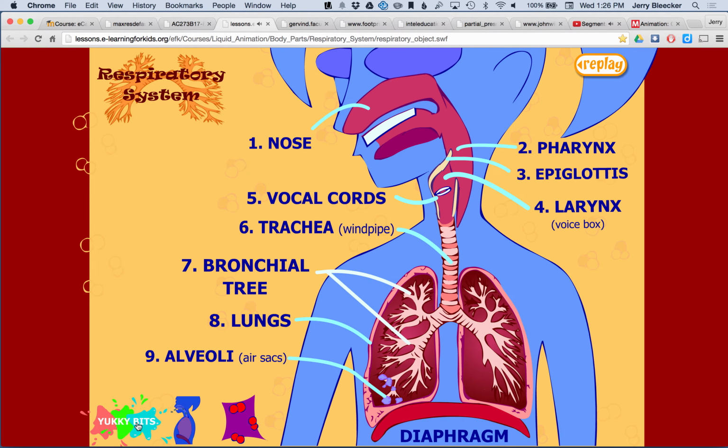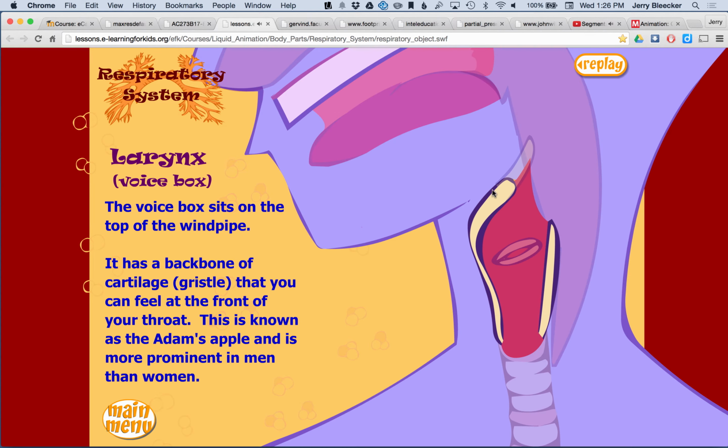Same menu item. Couple things I wanted to point out. We know about our pharynx, but let's kind of go back up and look at our voice box. That's a neat little structure there. Now, it's not larynx, okay? It's larynx. It's a common mispronunciation.